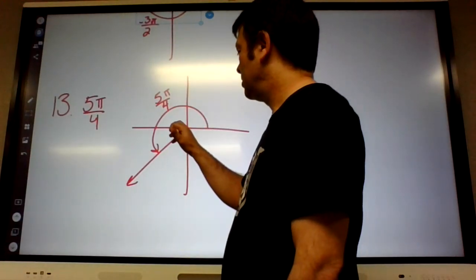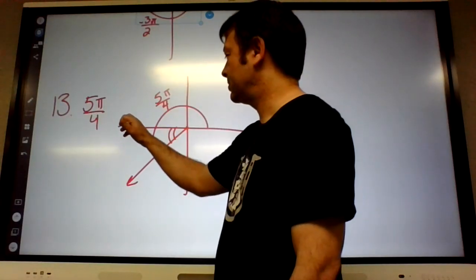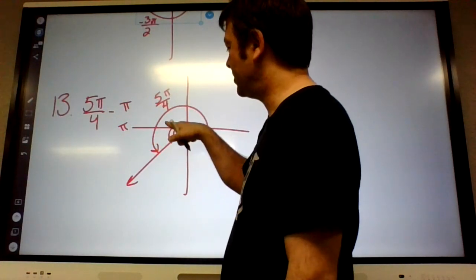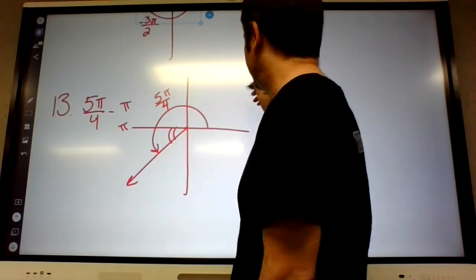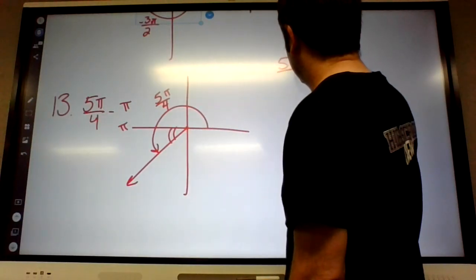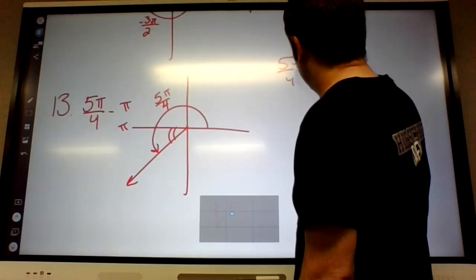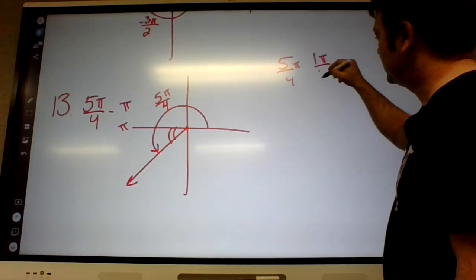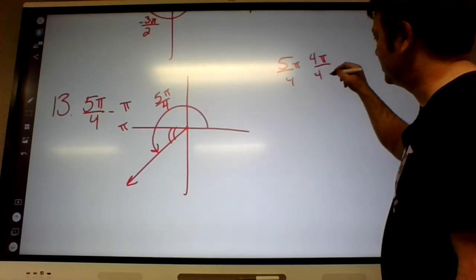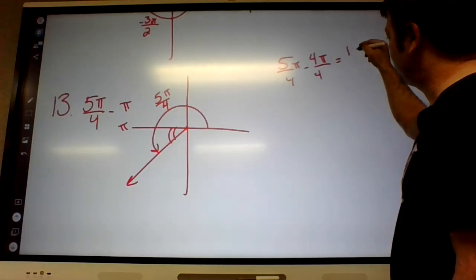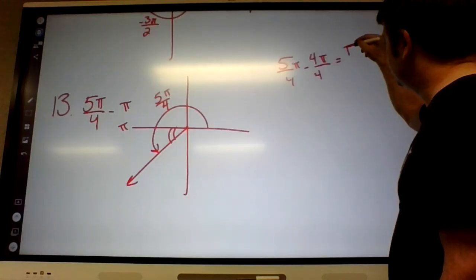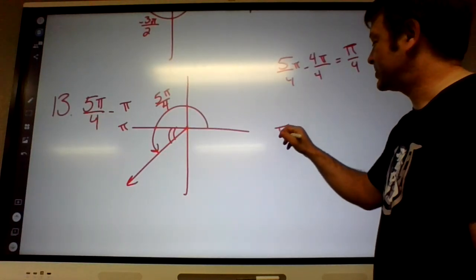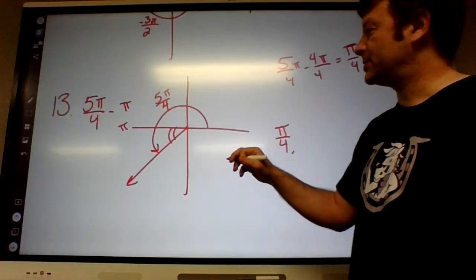So then would you subtract that by pi? Right, exactly. So you could do 5 pi over 4 minus pi to figure out how far that is. Pi is 180 basically. Pi is like 1 pi over 1, which is like 4 pi over 4. So if you subtract it, you get 1 pi over 4, or just pi over 4. Anyways, that's the reference angle. Pi over 4, or how many degrees is it? 45 degrees.